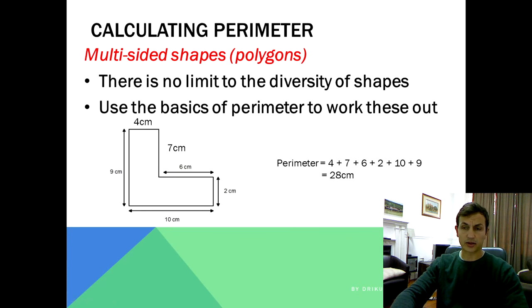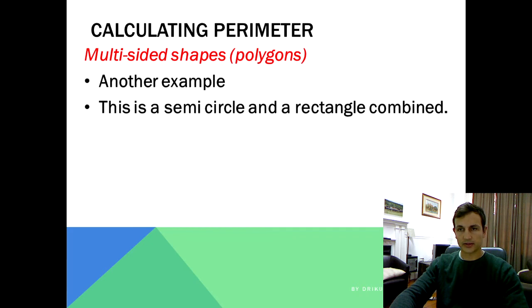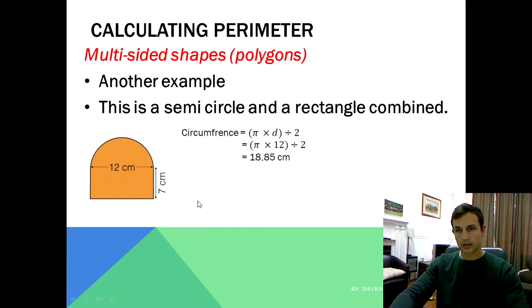Now you simply just add all the sides together to calculate the perimeter, and that would be 28 centimeters. That's not too tough an example. Another example, now we have a semicircle and a rectangle combined in the shape over here. For the semicircle, because it's a half circle, we would have to work out the circumference of it as of a normal circle and divide by 2 because it's half a circle.